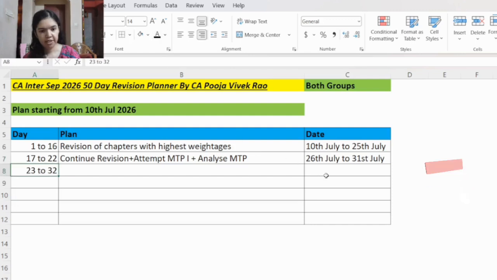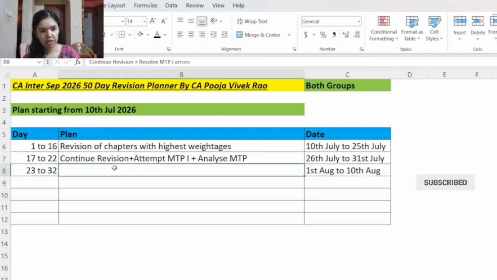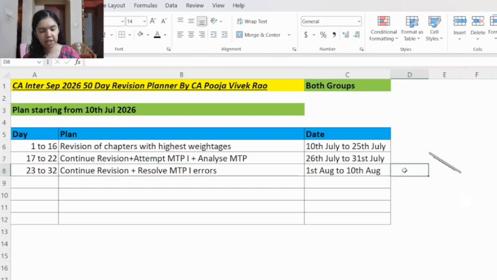Now from day 23 to day 32, that is 1st August to 10th August. So here you will continue the revision of the other chapters, plus whatever MTP 1 errors were there, you will try to work on those errors.